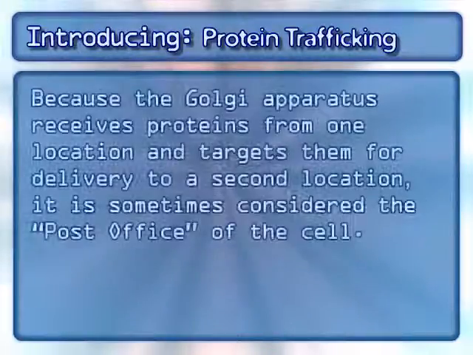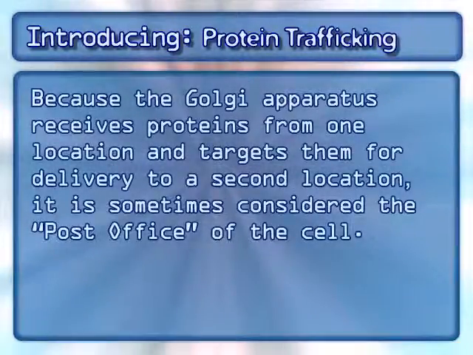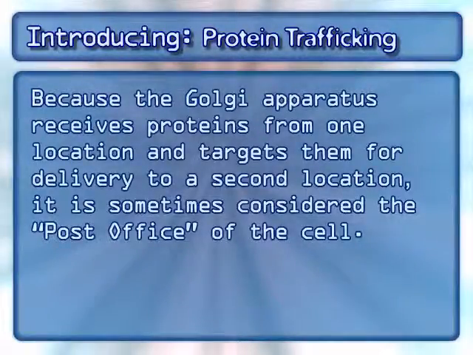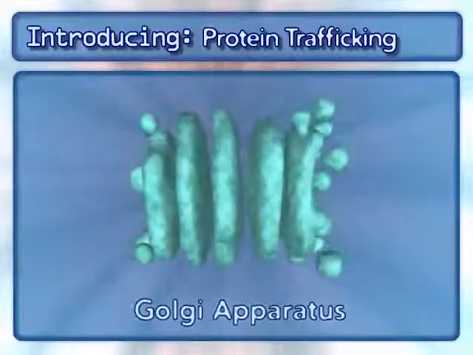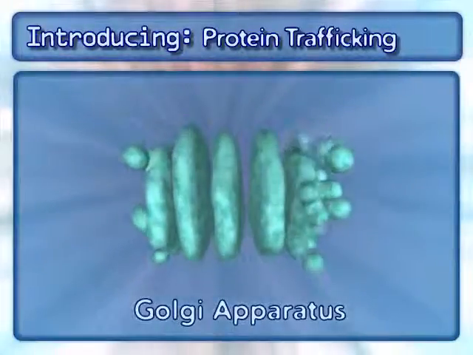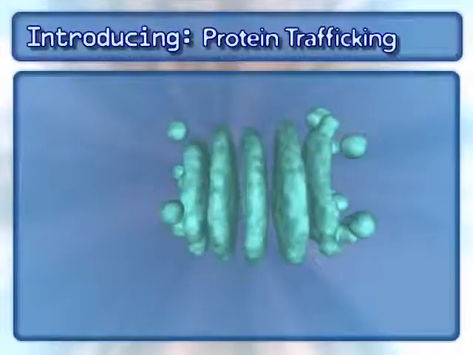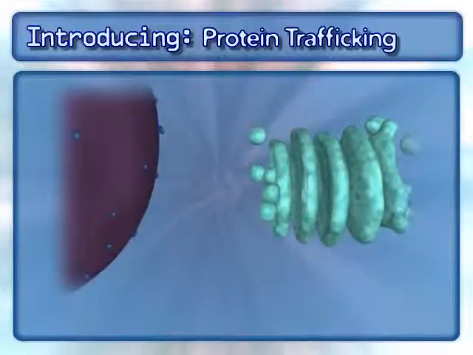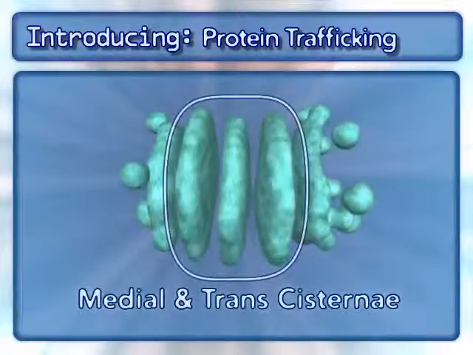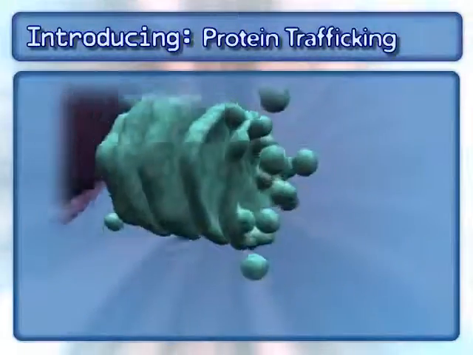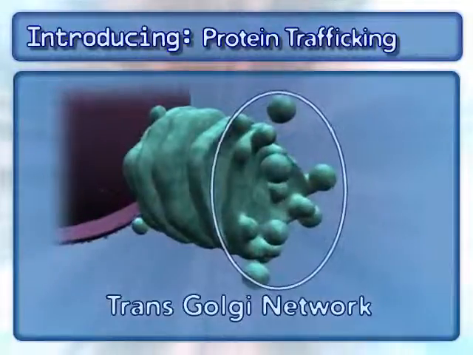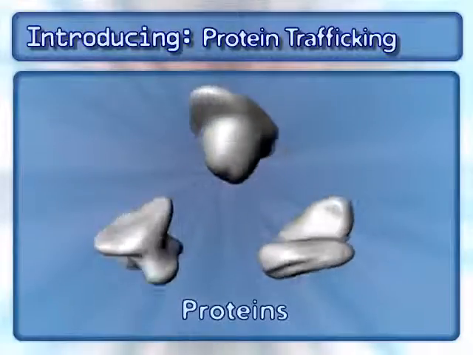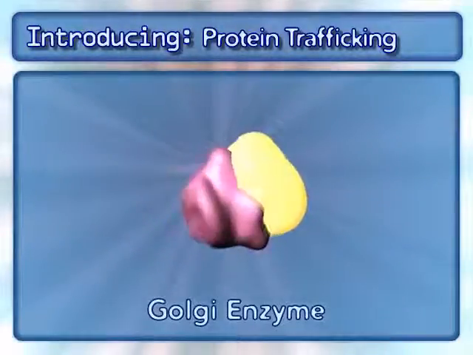Because the Golgi apparatus receives proteins from one location and targets them for delivery to a second location, it is sometimes considered the post office of the cell. The Golgi apparatus consists of general components: the cis cisterna nearest the endoplasmic reticulum, or ER, the medial and trans cisternae, and the trans-Golgi network. Other key players in this process are the proteins being transported and the enzymes that modify them.